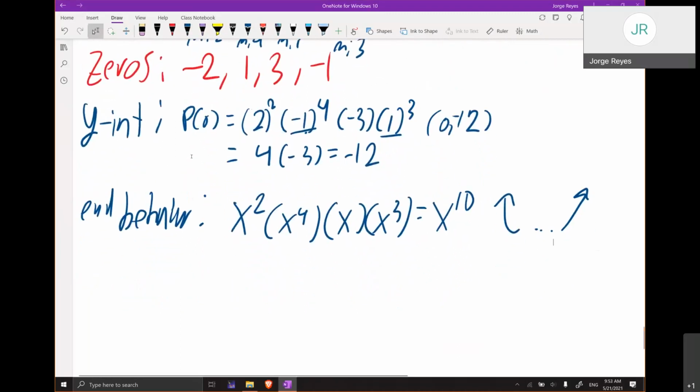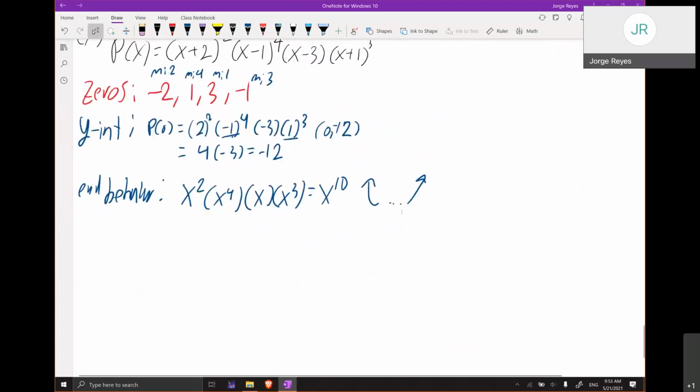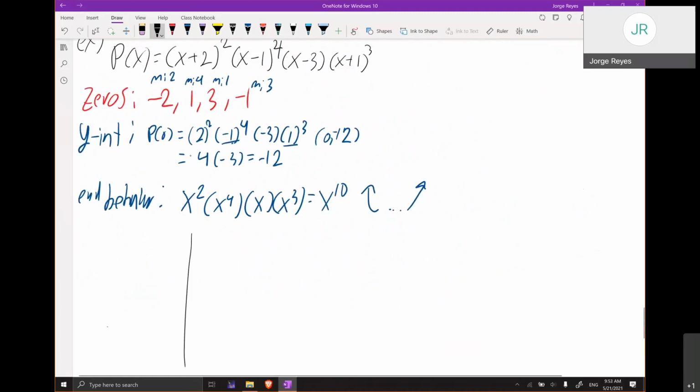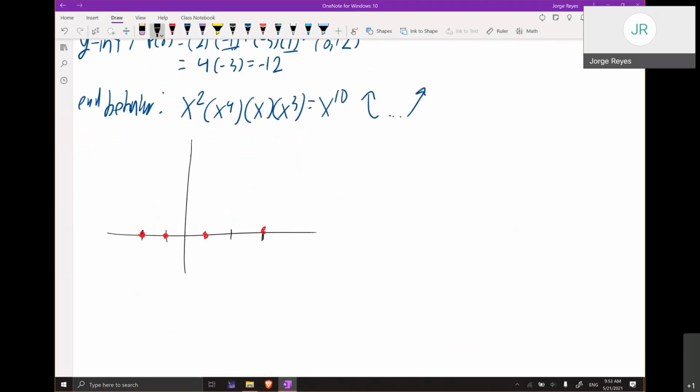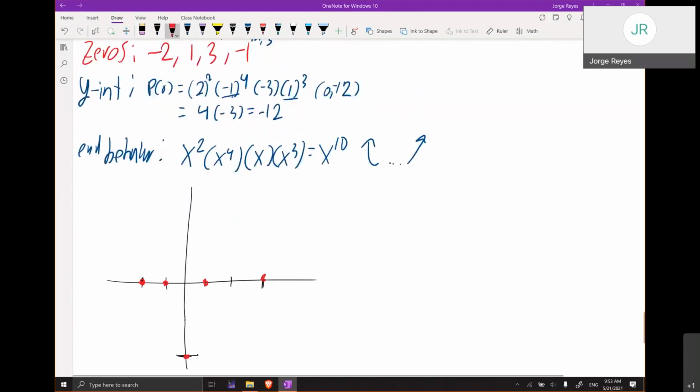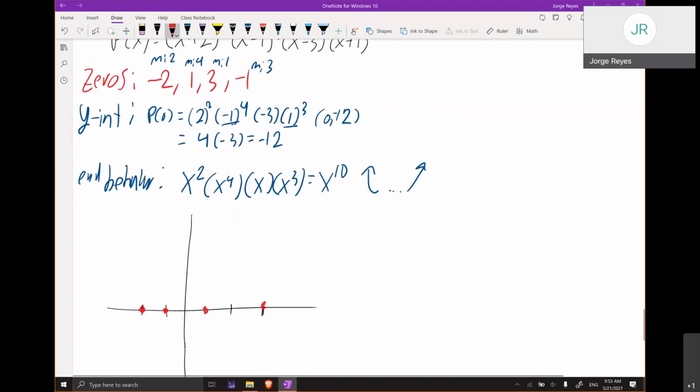If I were to graph this, let me zoom out a little. So -1, 1, -2, 2, 3. Let's get these. The y-intercept is -12, so let's just put that down here. And I need to know, I'm going to bounce here, cross here, bounce here, bounce here.